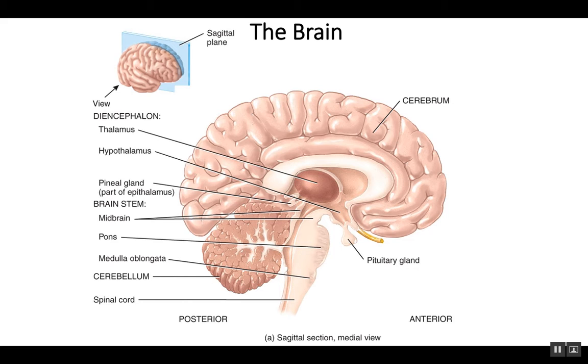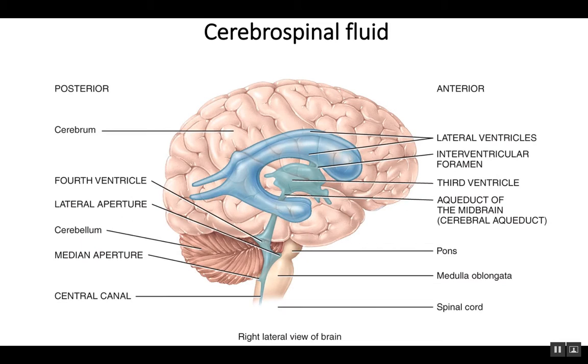But it shows most of what we've talked about: the brain stem and the three regions, the diencephalon and its three regions, the cerebellum, the cerebrum. It shows the pituitary gland as well. So I'm going to leave this drawing for you to study on your own time. The next topic is cerebrospinal fluid.